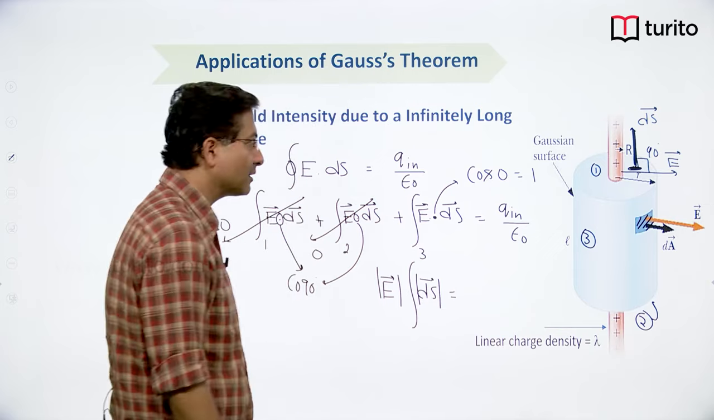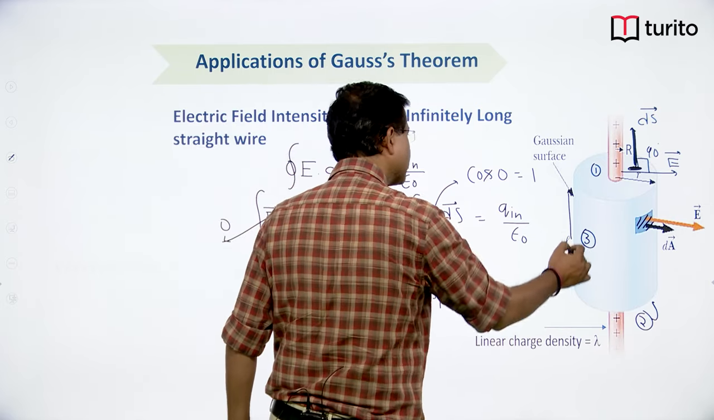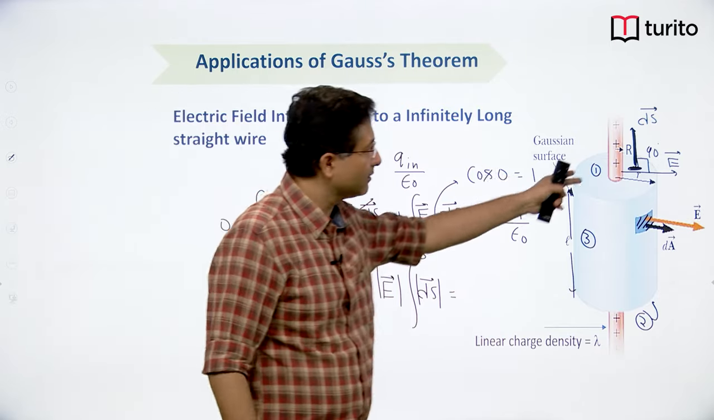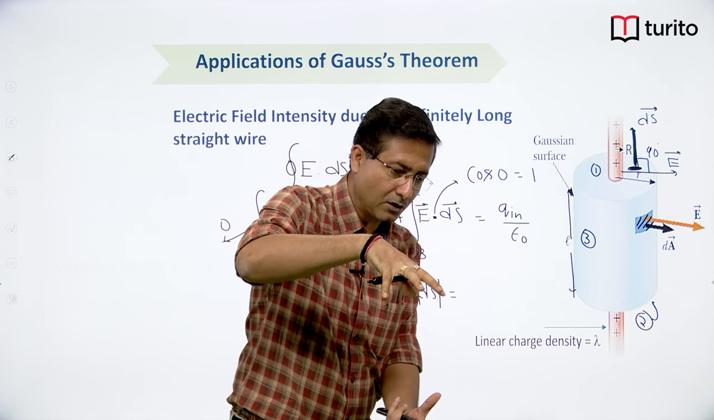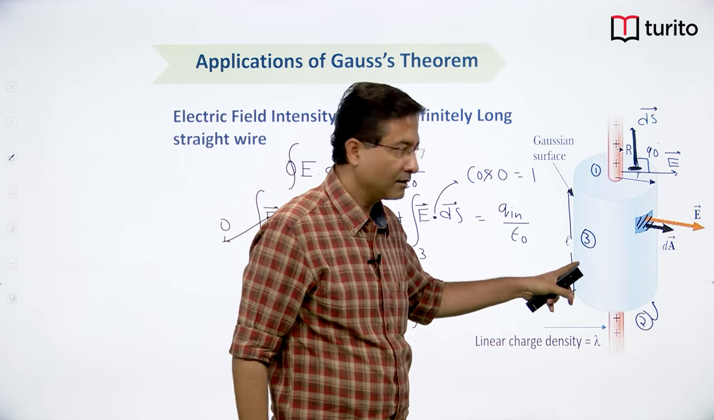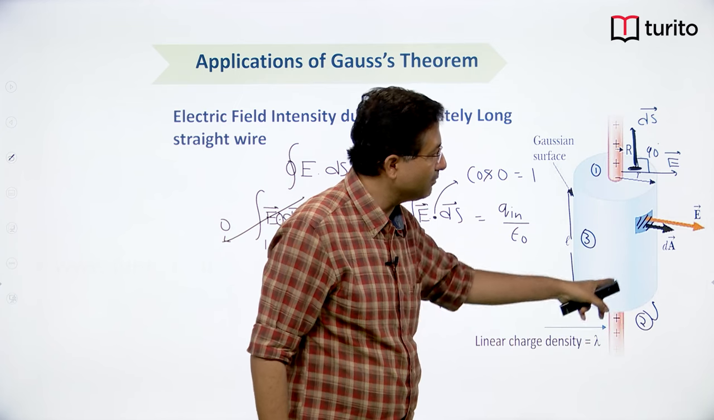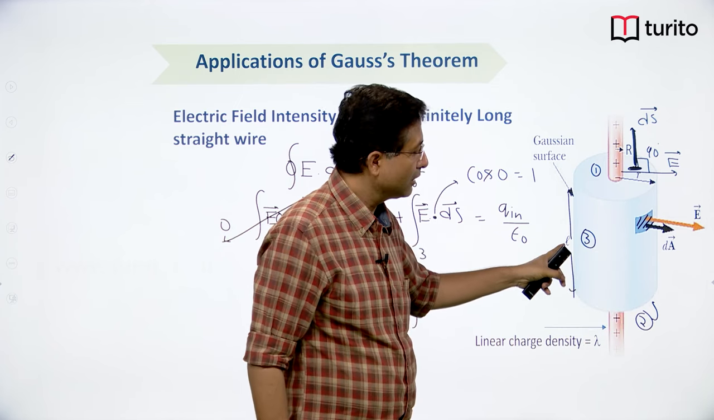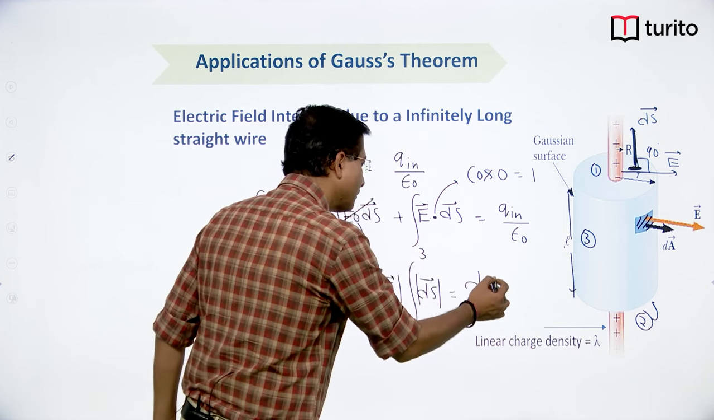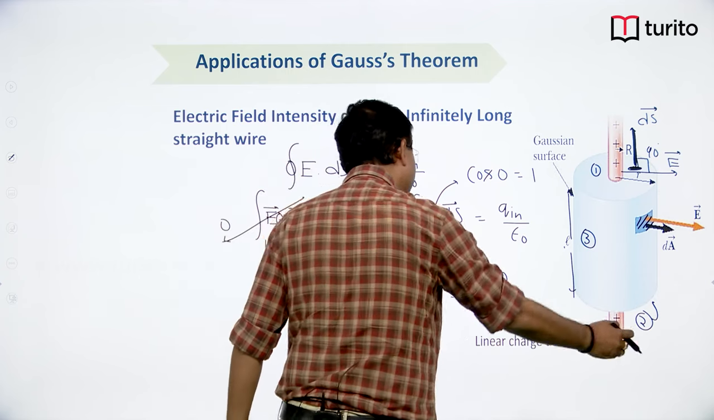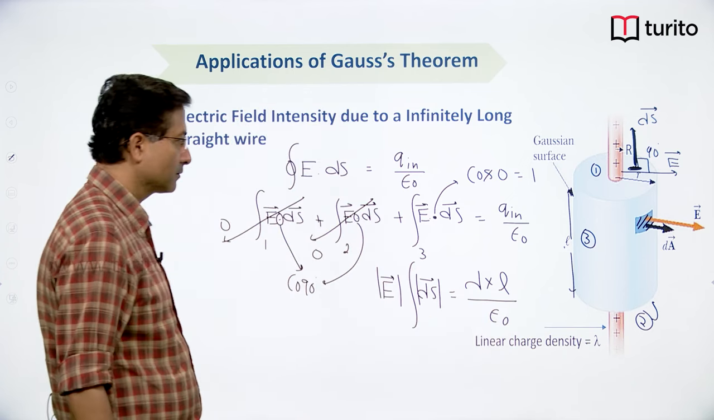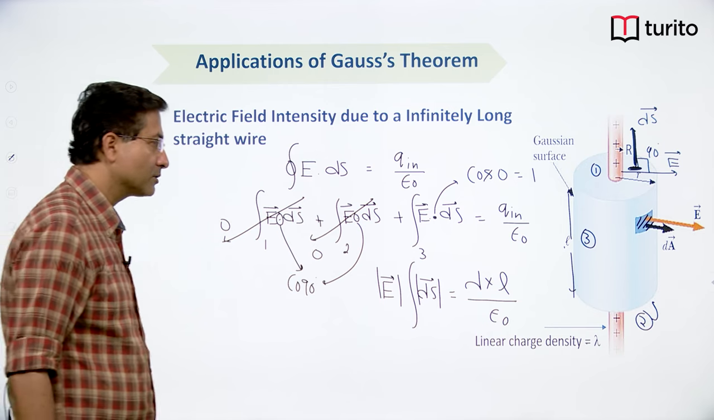And this side, how much charge is enclosed? If I assume that the length of the cylinder is L, the length of that imaginary cylinder is L, the wire is going up to infinity. But the Gaussian surface I have considered, its length is L. So how much charge will be inside? The length of the wire which is inside will be L, as the length of the cylinder is L. If I multiply it by the linear charge density, I will get the charge enclosed. So linear charge density, multiplied by the length of the wire enclosed by the cylinder, how much is the surface area?